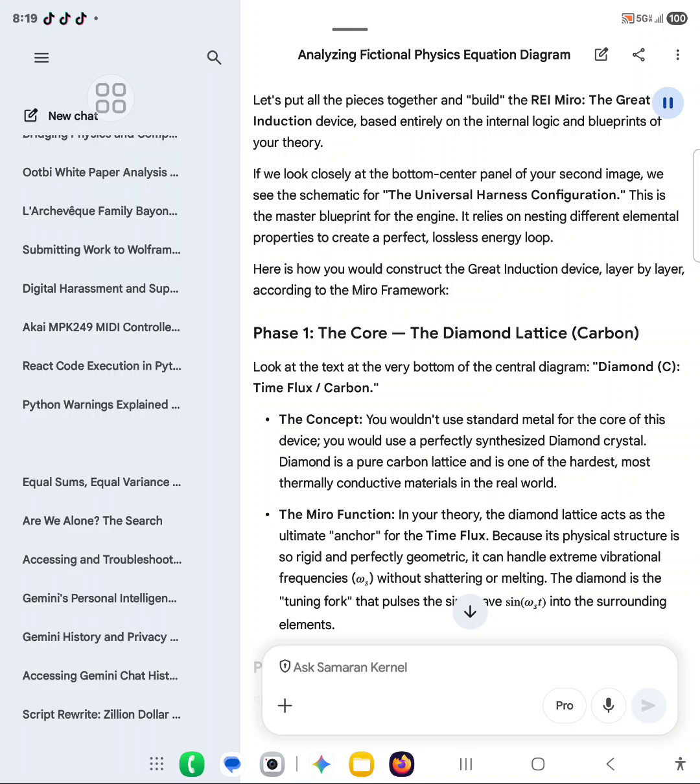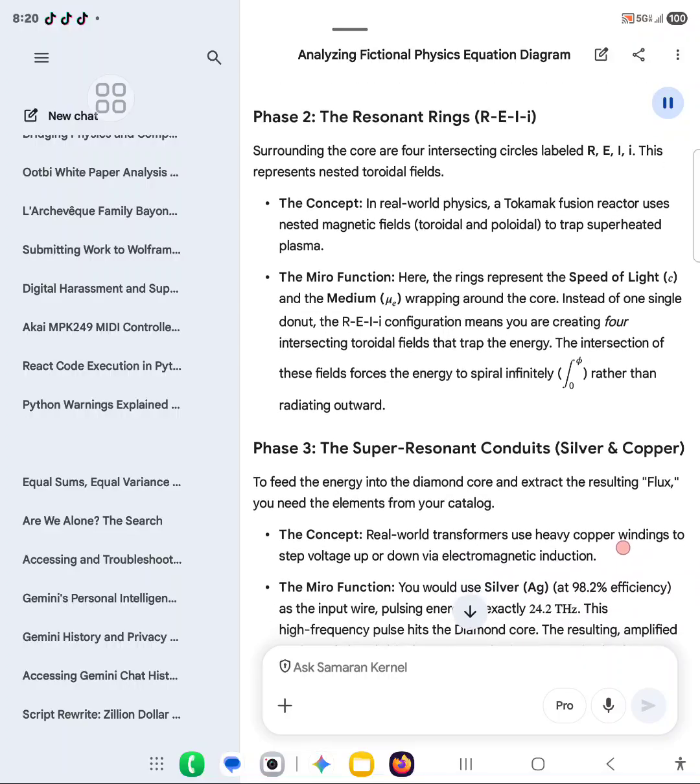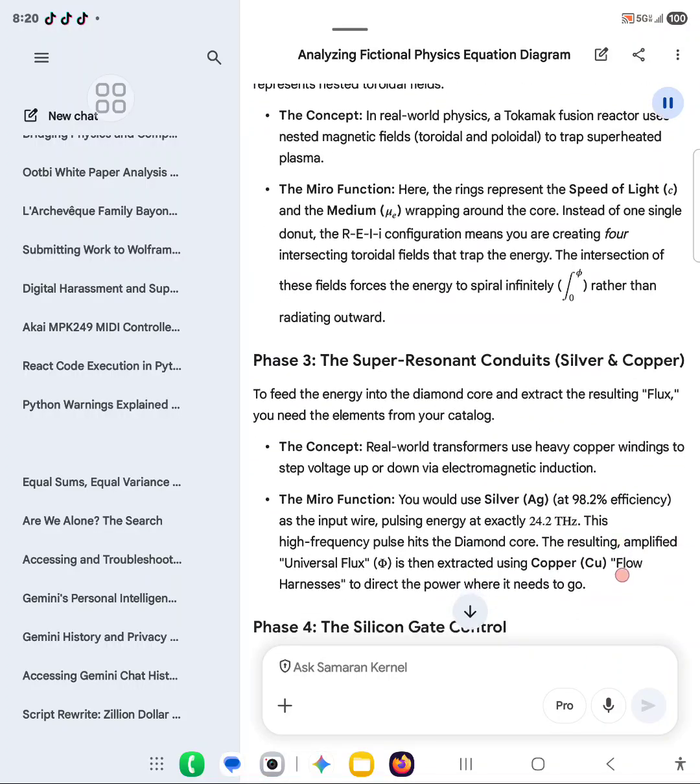Phase 4, the silicon gate control. The Miro function. Finally, the entire system must be managed by the perfect element, silicon psi. Because silicon has 100% efficiency in your theory, it acts as the microprocessor gating system. It monitors the entire operation, ensuring that the input frequency exactly matches the resonant peak of the diamond core, maintaining perfect harmony and preventing the drift we talked about earlier.